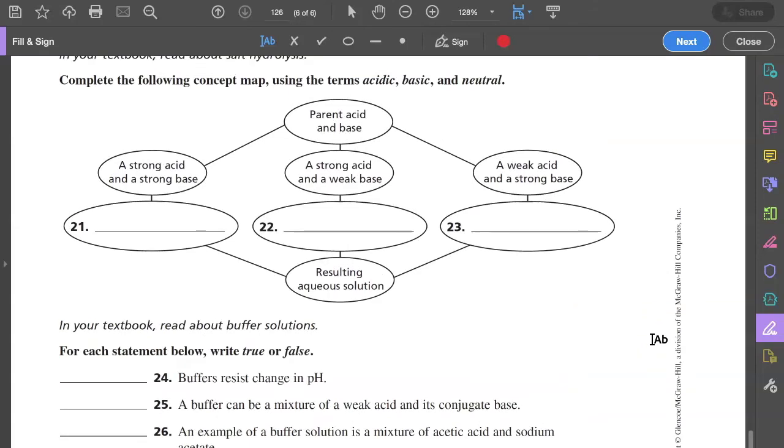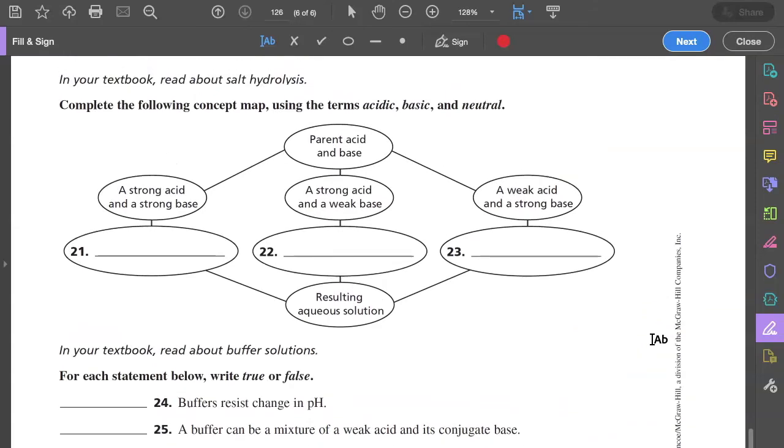We talked about that at the very end of the chapter. Complete the following concept map using the terms acidic, basic, and neutral. What if we had a salt from a strong acid and a strong base? Yes, the anion from the strong acid would be neutral, and the cation from the strong base would be neutral. Neither one of them is strong enough to hydrolyze water. That conjugate base from the strong acid and the conjugate acid from the strong base are not strong enough to hydrolyze water. Therefore, those ions, the anion and cation, would be neutral. So the salt would be neutral.